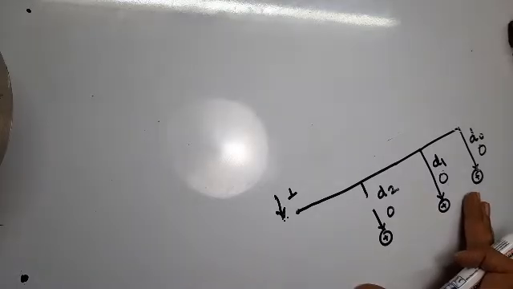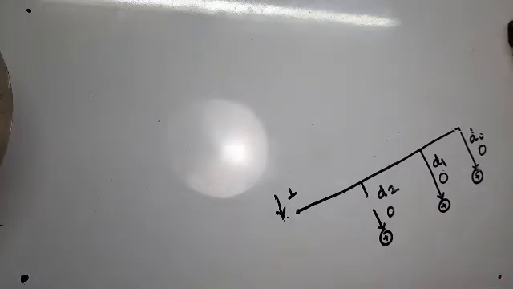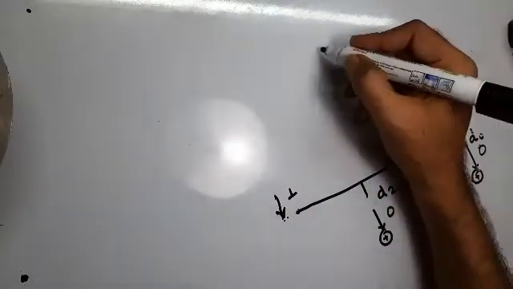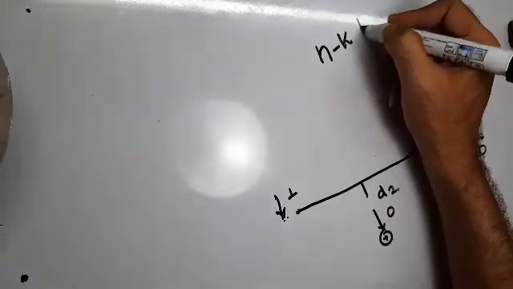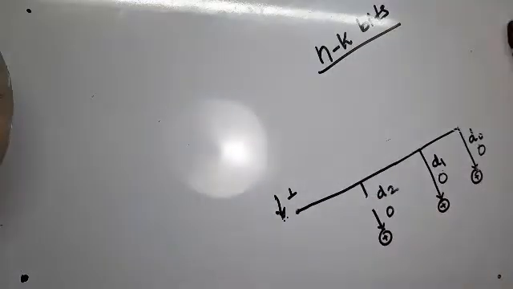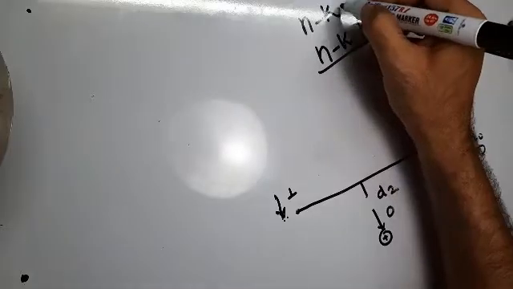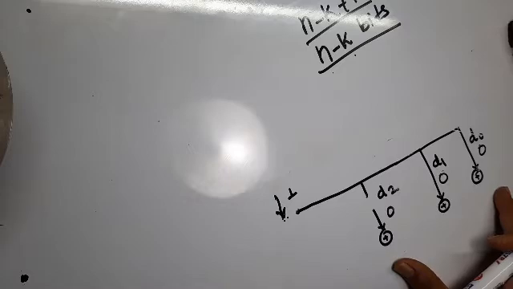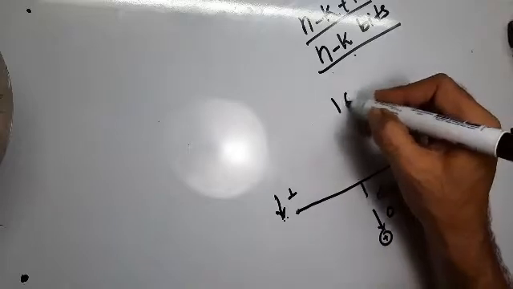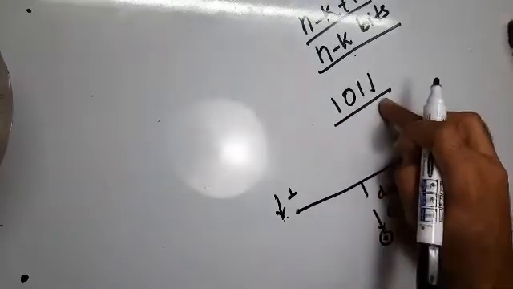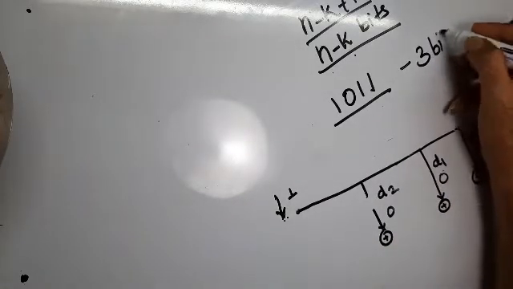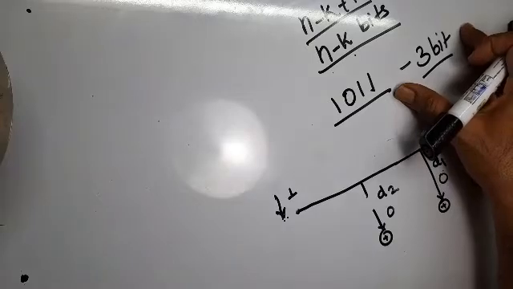The last word regarding this hardware design is about the remainder. After performing the division operation, I will be left with n minus k bits as the remainder. If the length of the divisor is n minus k plus 1 bits, I will be left with n minus k bits as my remainder. So in our previous example, where the divisor was 4 bits long, my remainder's length will be 3 bits.